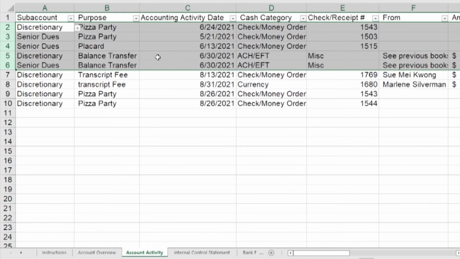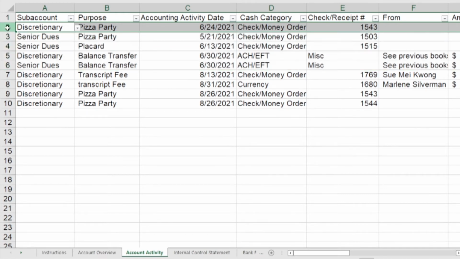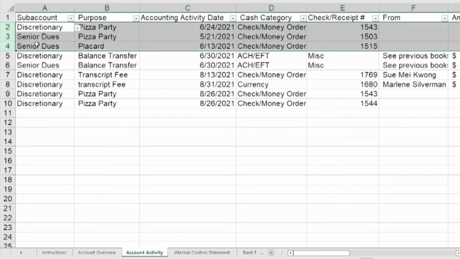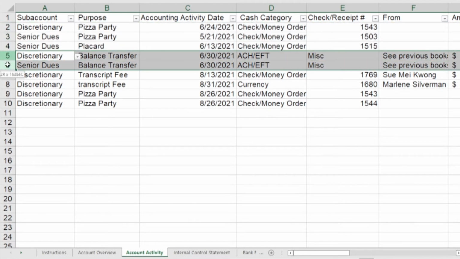Rows 2, 3, and 4 represent all outstanding checks that still have yet to be cashed as of the transition date. These must be included because they will eventually need to be reconciled. Rows 5 and 6 represent the balance transfers.